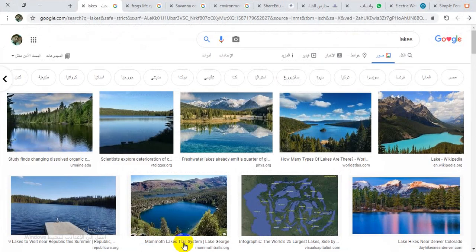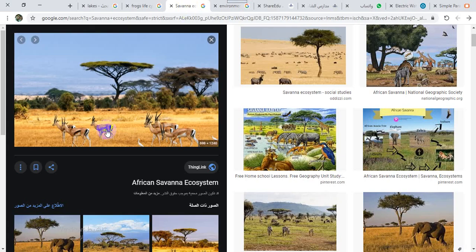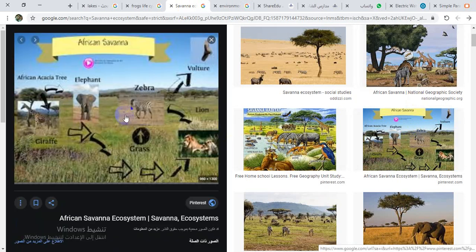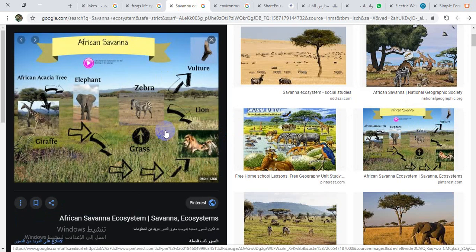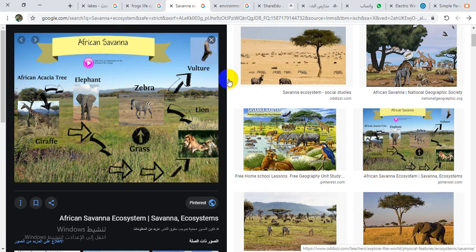If you see here the savanna, yes, this is the savanna ecosystem, where you can find what kinds of animals and living things. Grass, giraffe, elephant, zebra, lions, vultures, all of these in the African savanna. This is the community. This is considered to be a community, because why, guys?